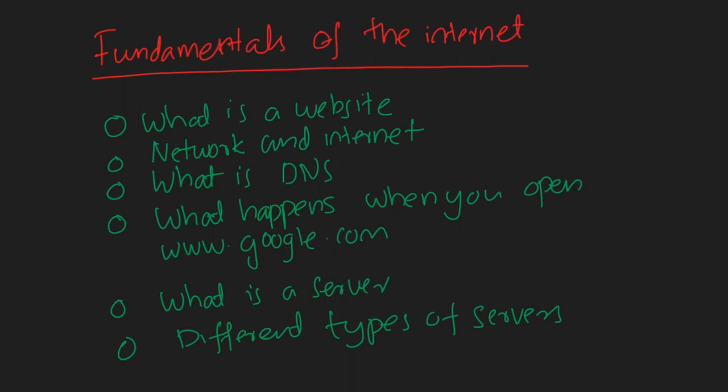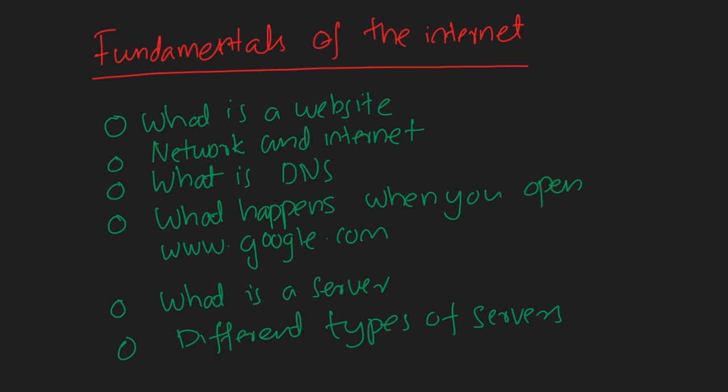Starting with what is a website and how does a simple website work, and then we're going to move on to what is a network and what exactly is the internet itself, and then we're going to talk about DNS and some other stuff like what is a server, and what are the different kinds of servers out there. So these are the things that would be very useful to understand the concepts better as we go deeper into each of these topics.